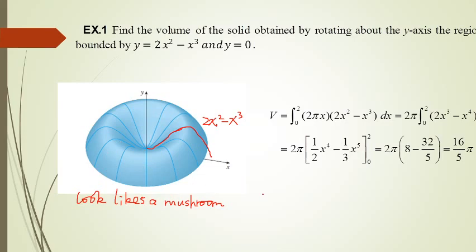Okay, we just follow the formula. Basically, it will be more general to follow this formula instead of the 2 pi x f(x). The volume of the solid using the cylindrical shells method is the circumference times the height times the thickness.